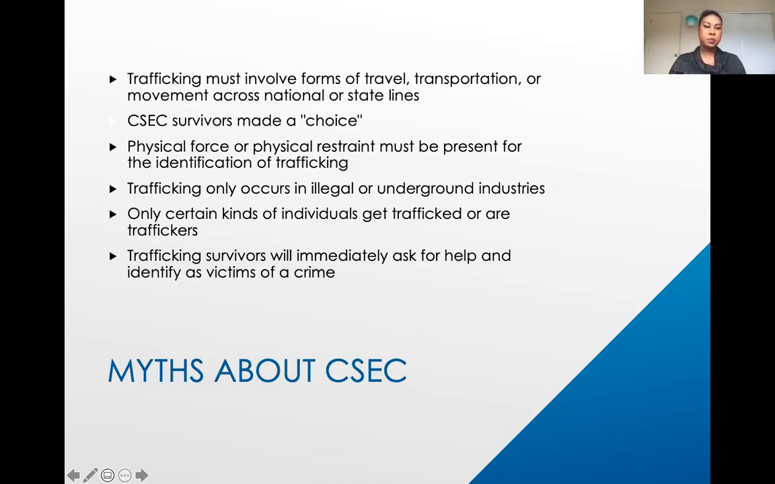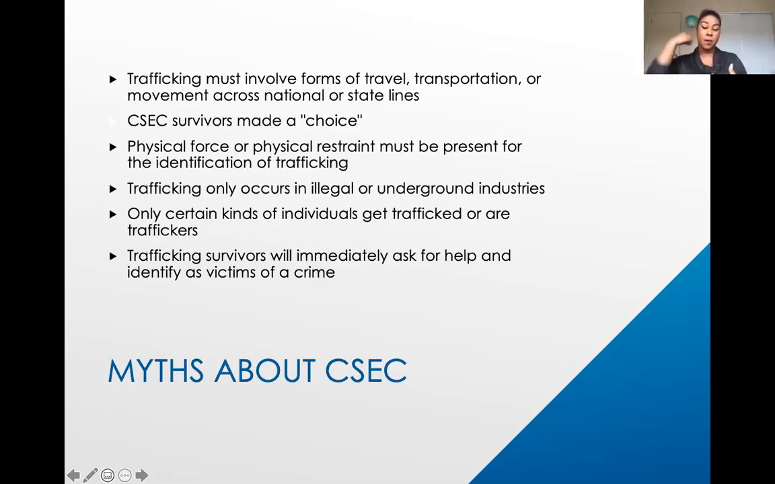Another big one: only certain kinds of individuals get trafficked or are traffickers. Oftentimes when we think of CSEC, we are thinking of girls as the victims. That completely ignores the fact that boys are also likely to be CSEC victims, as are transgender youth. So CSEC can affect all folks, and we live in a society that looks at certain people as good and certain people as bad.